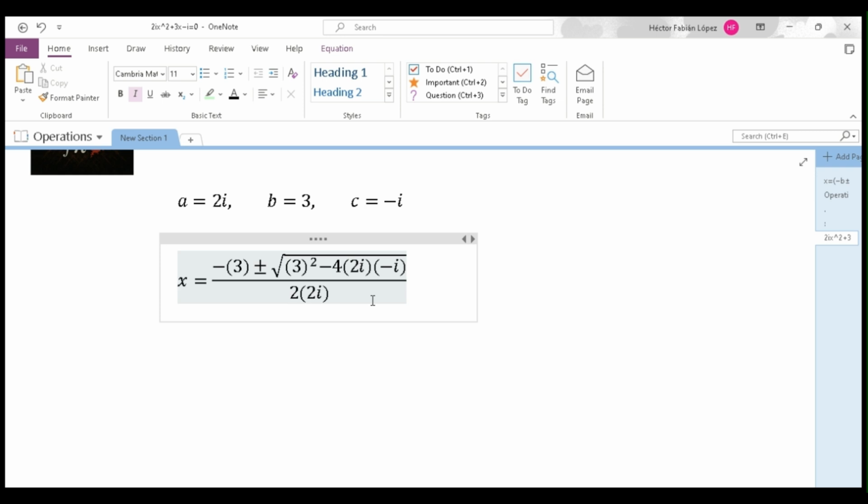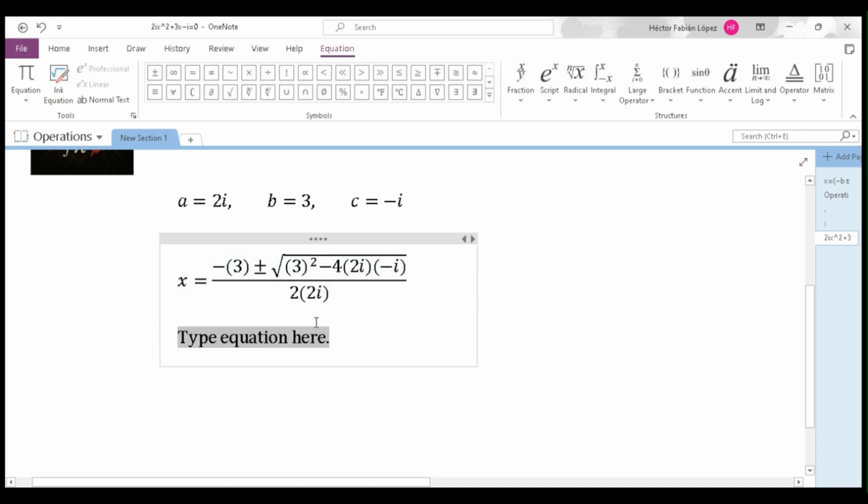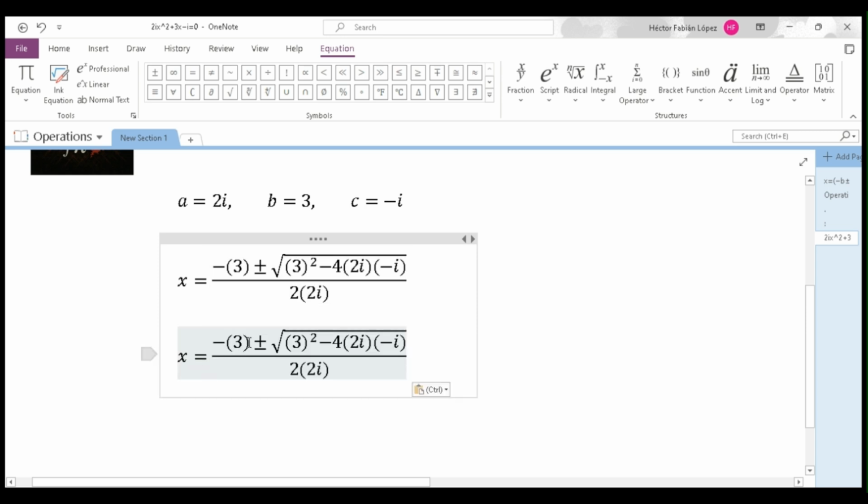Depending on the fundamental theorem of algebra, we have to find two answers. Okay, excellent. Then we can begin to develop this part to solve. Here is only negative 3. Here, 3 to the second is equal to 9. And we are going to do a distribution here.